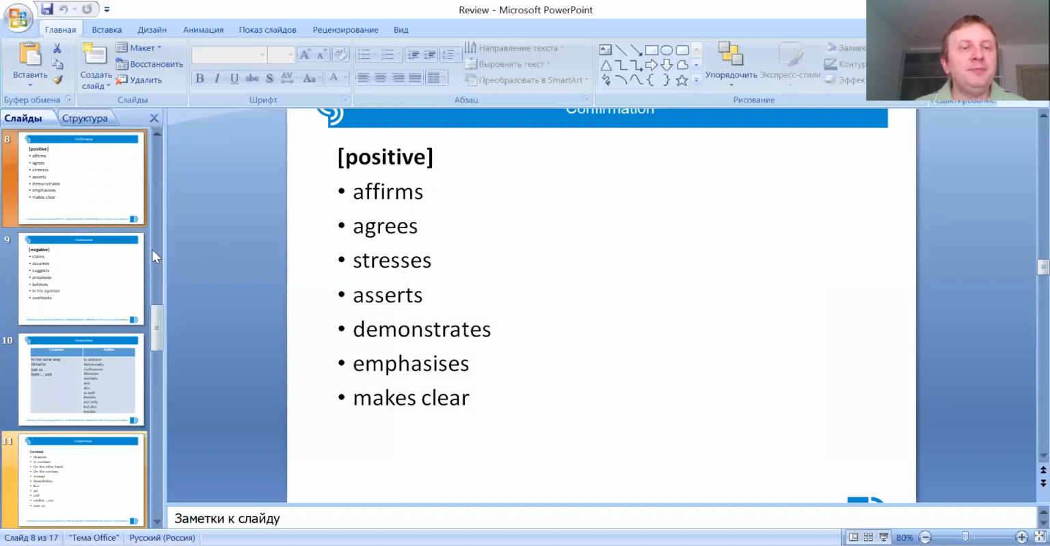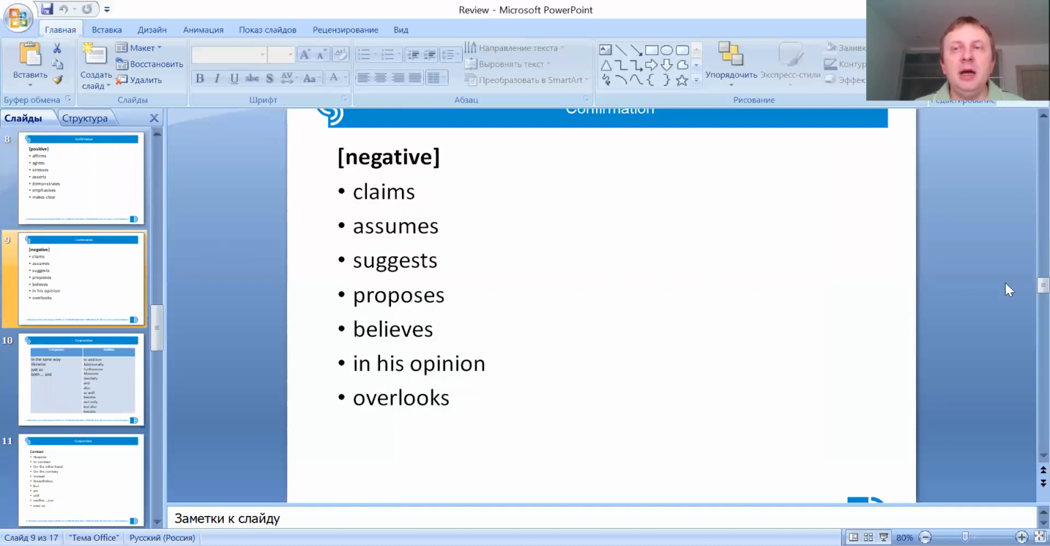And then we come over to the next section, which is negative confirmation. What does it mean, negative confirmation? If you use such words in a sentence, they usually have a negative coloring. Somebody claims, it means that somebody claims that something is wrong, for example. And assumes, suggests, proposes, believes, in his opinion, overlooks. Again, you can use these words in your review when you talk about some journalist, the author, and so on and so forth.